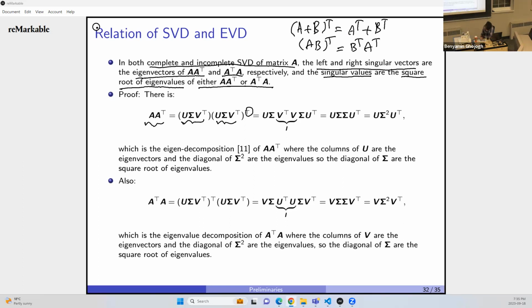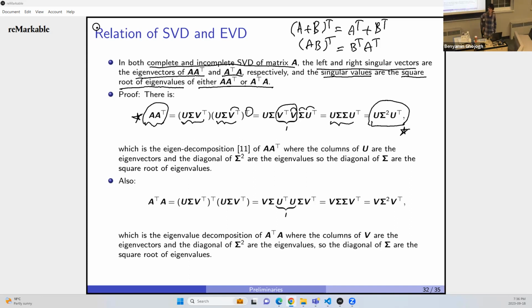Therefore, this reverses its order. So it becomes V sigma transpose, which equals sigma because it's diagonal, then U transpose, right? Interestingly, I have V transpose V in the middle, which is identity because V is an orthogonal matrix. So I will have U sigma sigma U transpose. Sigma sigma is sigma squared, right? Therefore, I have U sigma squared U transpose. And so we started with this. Consider this left-hand side equal to the right-hand side. What is that? A A transpose equals U sigma squared U transpose.